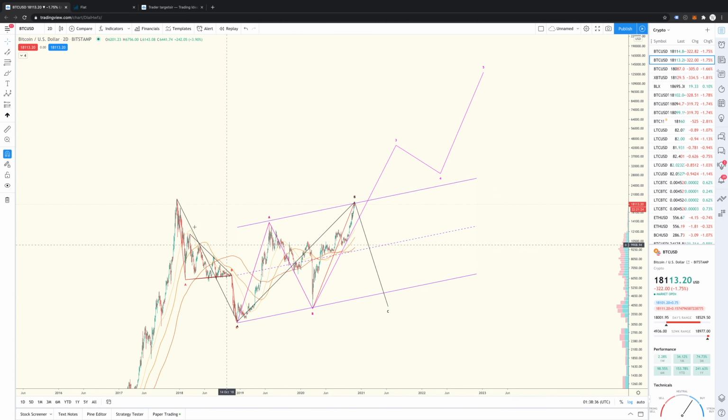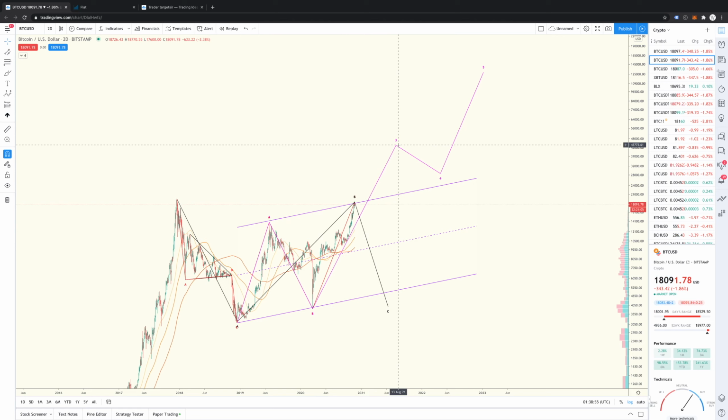There are two scenarios. We might be still correcting this 2017 move, in which case we might see lower lows, or definitely a large pullback, or we could already be midway through this larger macro bull case, in which case we're going to see higher Bitcoin prices.